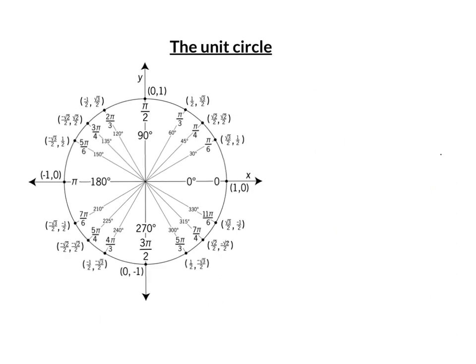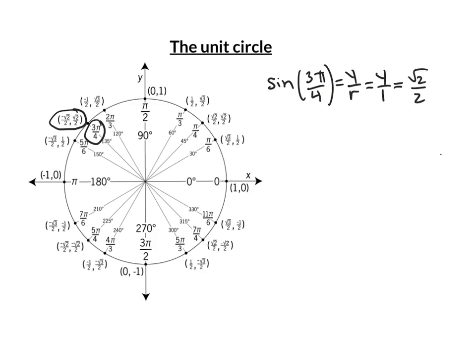A few more examples, just so you can see how easy this makes things. If I ask you for the sine of 3 pi/4, sine is y/r, which is of course y/1. So all I do is I go to 3 pi over 4, and I look at the coordinate, and sine is y, but remember it's over 1. Anything divided by 1 is itself. It's just root 2 over 2.